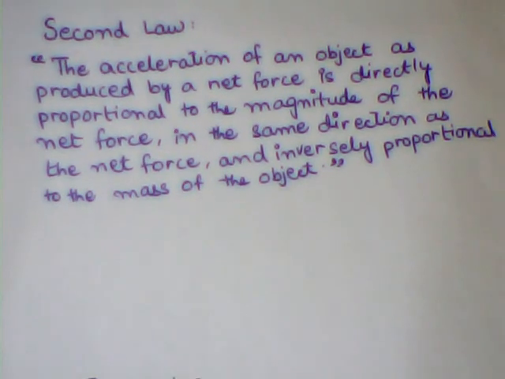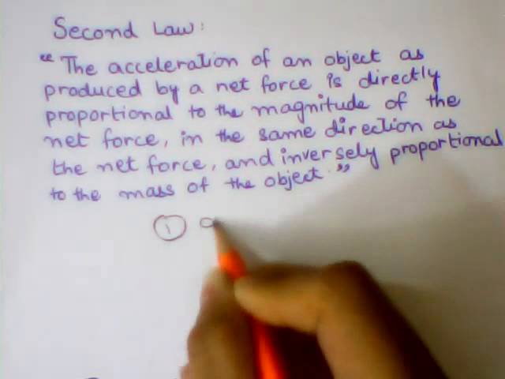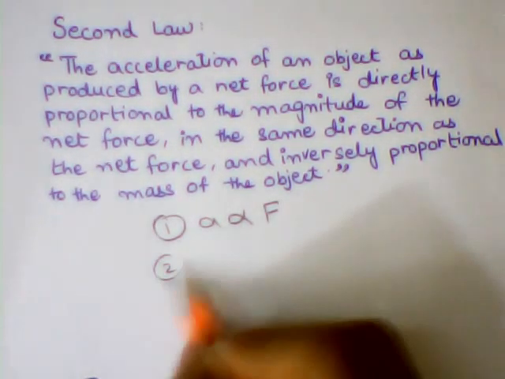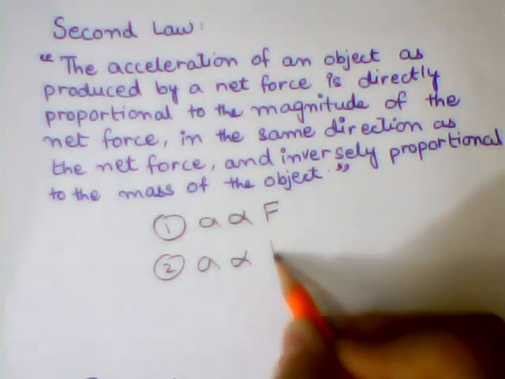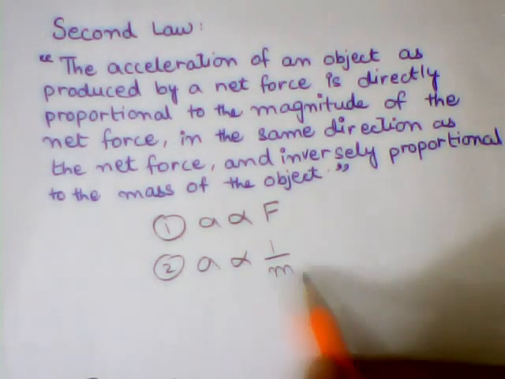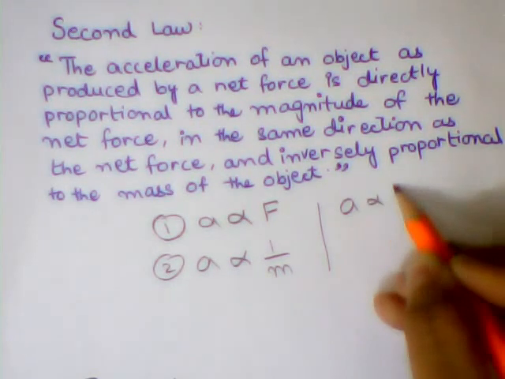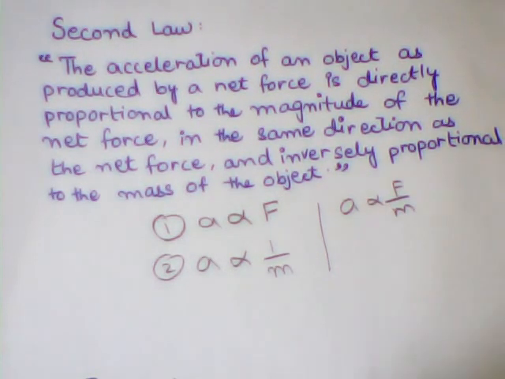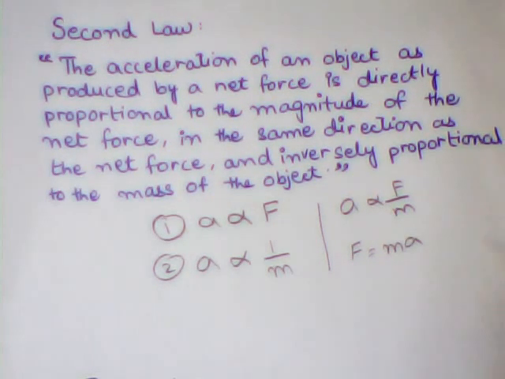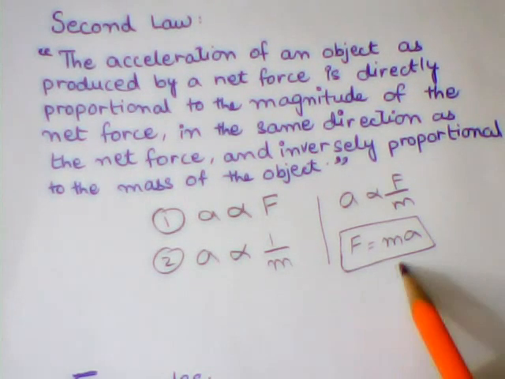For the sake of simplicity, we can break the second law of motion in two major parts. One part is acceleration is directly proportional to the force, and acceleration is inversely proportional to the mass of the object. Or by doing simple mathematics, we can say that acceleration is directly proportional to F upon M, or we can say F equals M times A. This is the mathematical representation of the second law of motion.